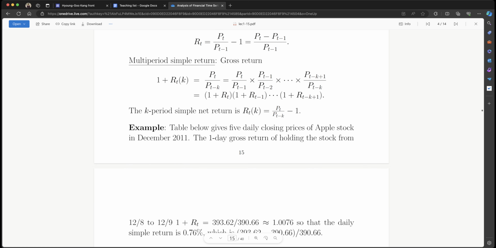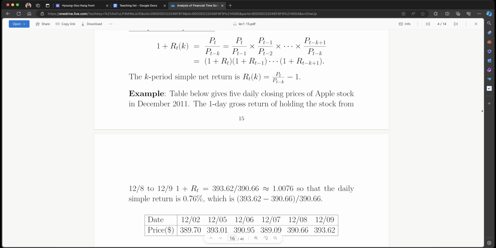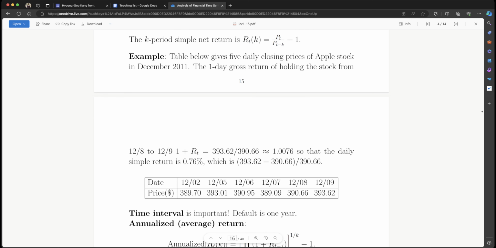So example, the table below gives 5 daily closing prices of Apple stock in December 2011. The 1-day gross return of holding the stock from 12.08 to 12.09, 1 plus R_t, is 393.62, which is basically 396 over 393.66, which is approximately 1.0076.